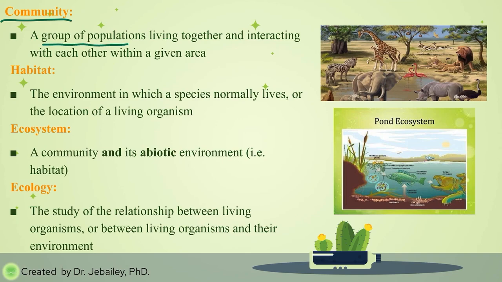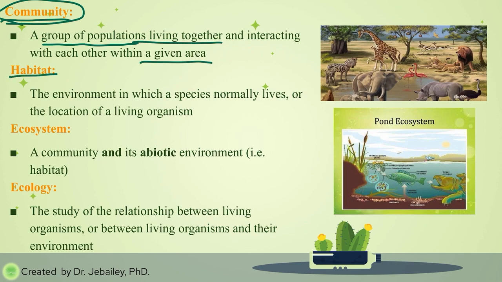Community will be a group of populations living together, but this doesn't have to be the same species. So that means I can have a population of giraffes, a population of pigs, a population of lions. So there's 3 different populations, but these 3 populations are living together in that given area. That would be known as a community.